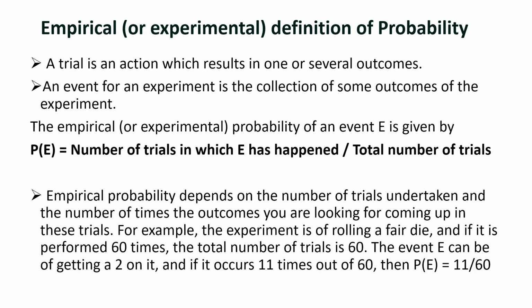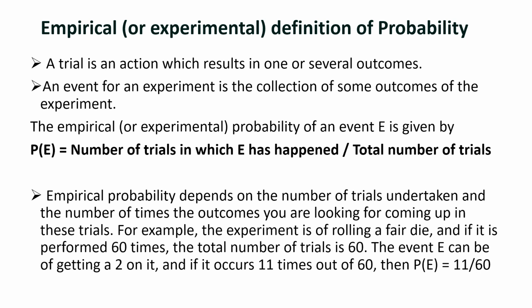Some terms: a trial is an action which results in one or several outcomes. An event for an experiment is the collection of some outcomes of the experiment. For example, the experiment is the tossing of a coin. Suppose the experiment is done 50 times. In each trial, you can have two outcomes, either head or tail.